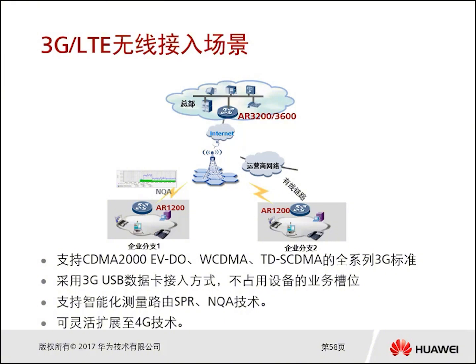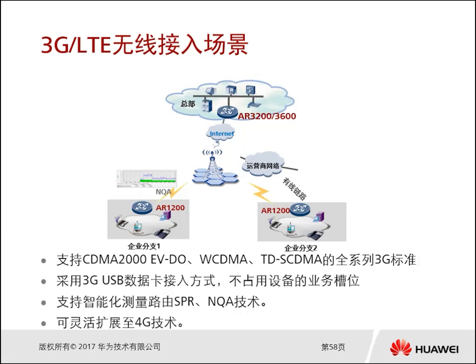Wireless access. So he supports CDMA 2000 EVDO, then WCDMA, and TD-SCDMA. These are the 3G standards, using the access method of 3G USB data card. Slots not occupied by device services, meaning he does not occupy a slot. He uses this form of plug-in card, supports intelligent measurement routing, a technology of SPR and NQA. Flexible expansion is the 4G technology. This is a scenario for wireless access for my 3G and LTE.